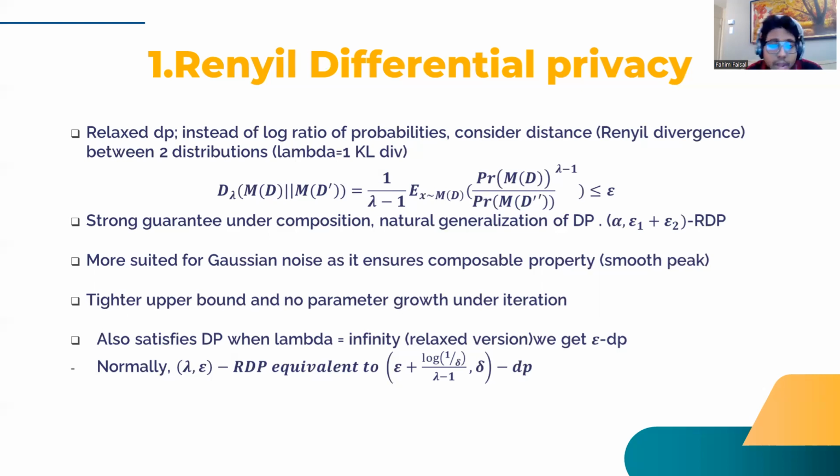So it provides a strong guarantee under composition and a natural generalization of differential privacy. It provides a tighter upper bound and no parameter growth under iteration, because in deep learning we require a huge number of iterations. It also satisfies differential privacy when lambda is equal to infinity.